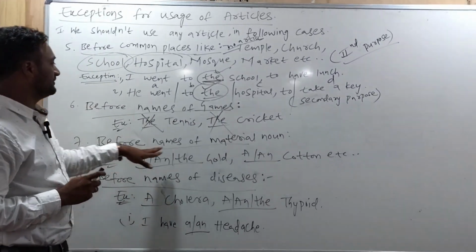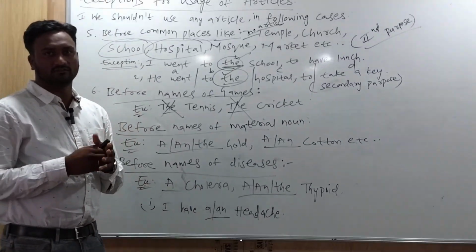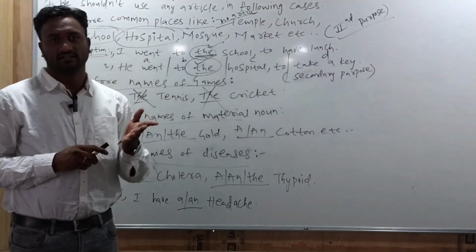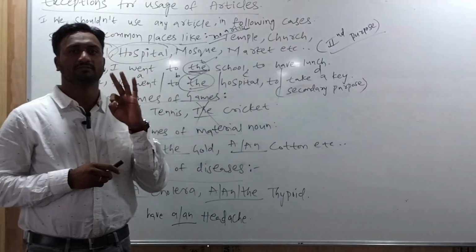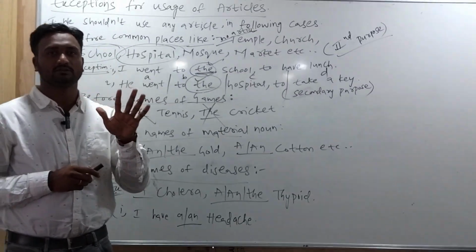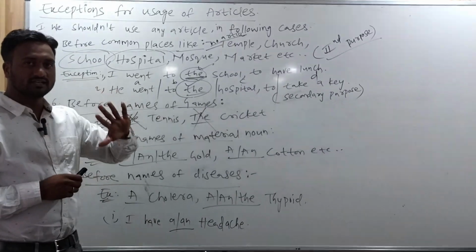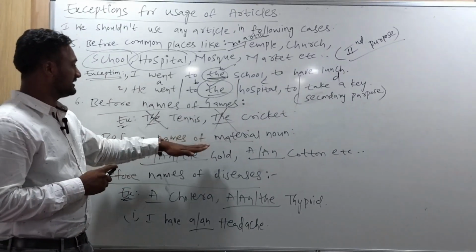And coming to the seventh exception, before the names of material nouns. There are 5 types of nouns. Basically, what is a noun? It is a name, place, thing, right? So there are 5 types of nouns: proper noun, common noun, abstract noun, material noun, and collective noun. So before material noun, before abstract noun, and also before collective noun, we should not use any article.